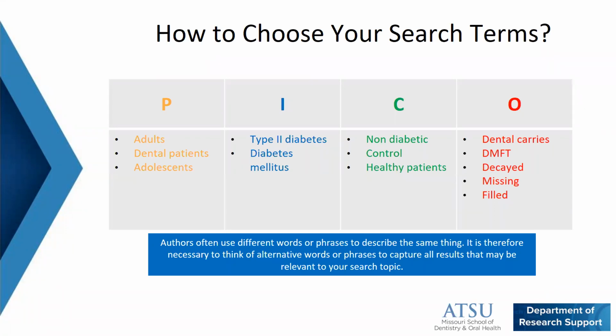For outcome, we could look for dental caries, we could look for DMFT, decayed, missing, filled. So I have added all the terms I could think of, but you might know more terms. So just remember that authors often use multiple words or phrases to describe the same term. So it is therefore necessary to think of all alternative words or phrases to capture all results that may be relevant to your search topic.